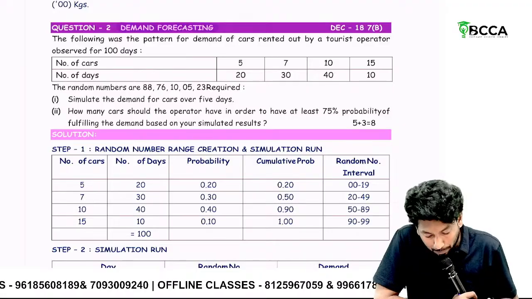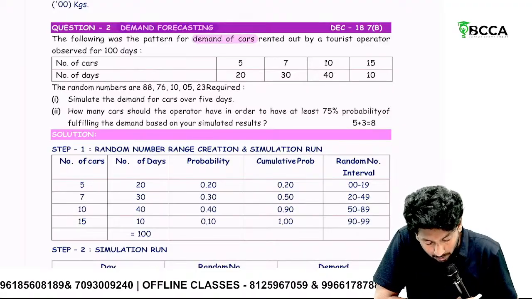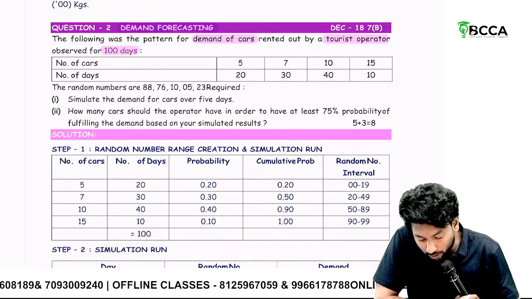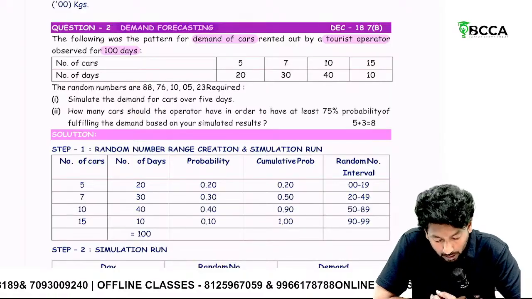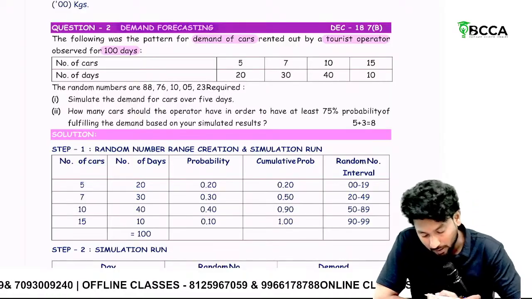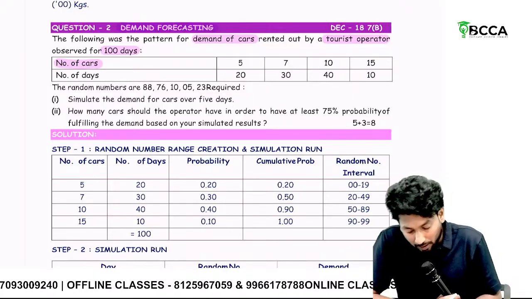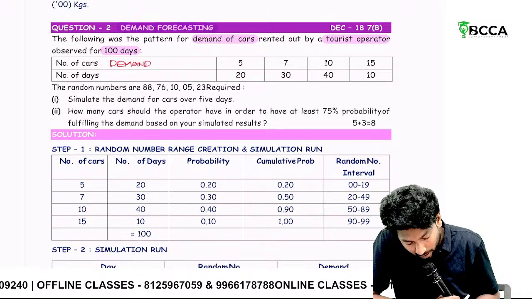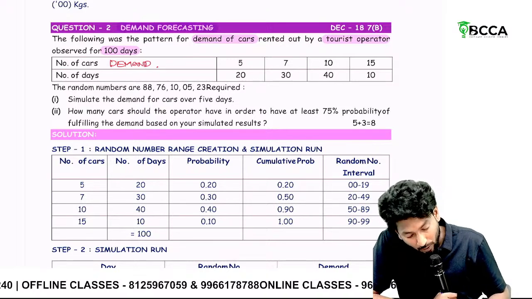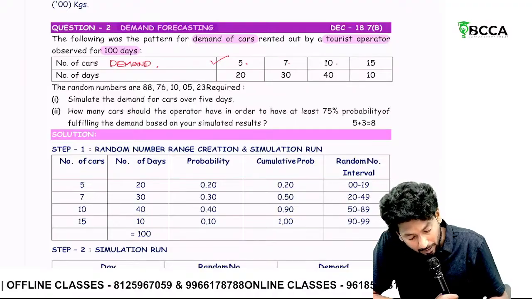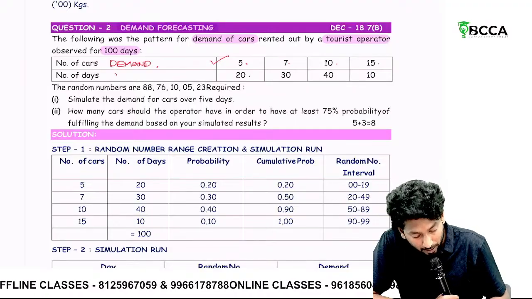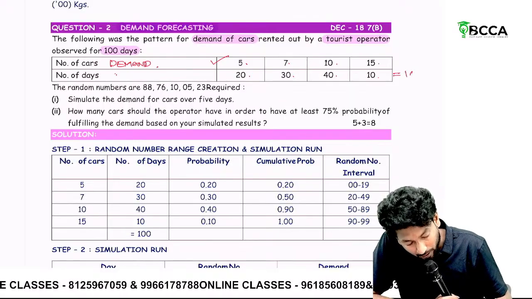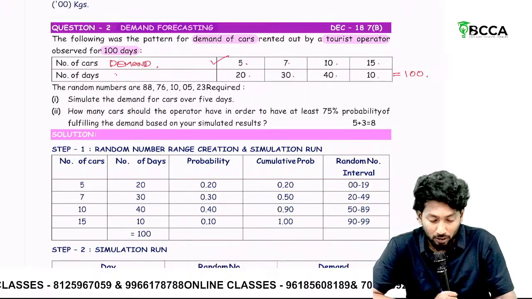The following was the pattern for demand of cars rented out by a tourist operator, observed for 100 days, sir. Number of cars is nothing but demand. Demand is 5, 7, 10, 15. Number of days is 20, 30, 40, 10. Total frequency is 100. How to understand this question, sir?